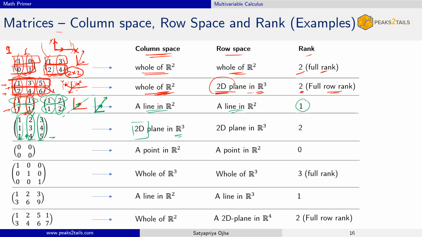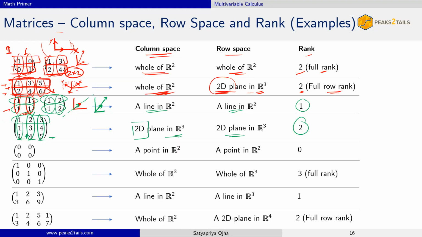Okay, the same kite scenario. And in row space also, remember for a square matrix, it's very simple. Both will be same always. 2D plane in R cube. Rank is 2, it's not 3 because there are two independent vectors.